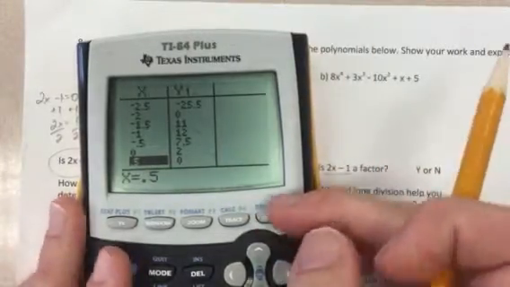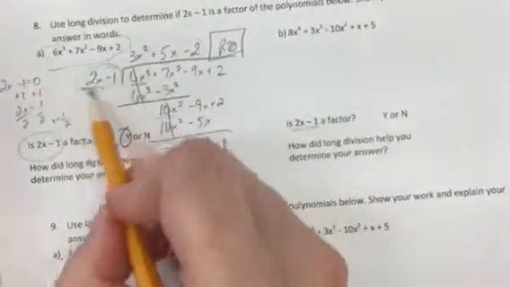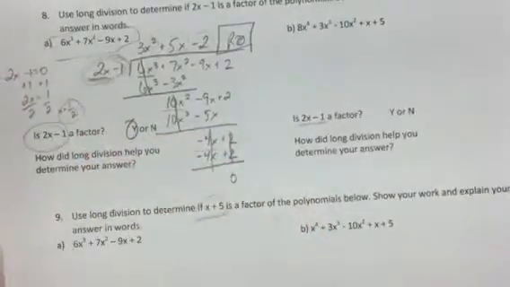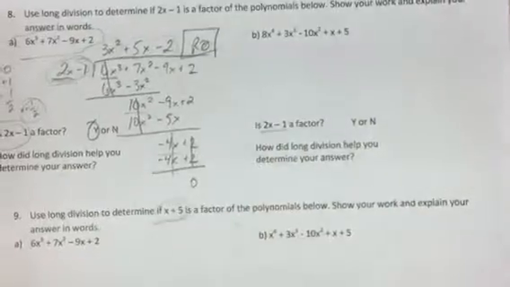So now I can feel pretty sure. Now I know for sure, like my graph confirms it, that 2x minus 1 is a factor and 1/2 is a 0. So you can do these by long division and then check with graphing.